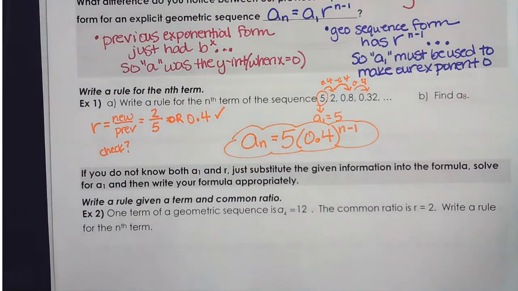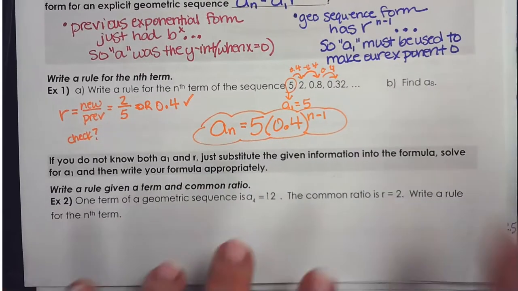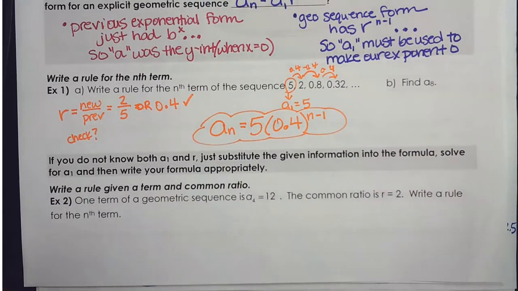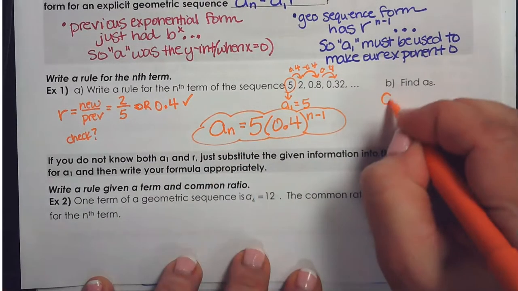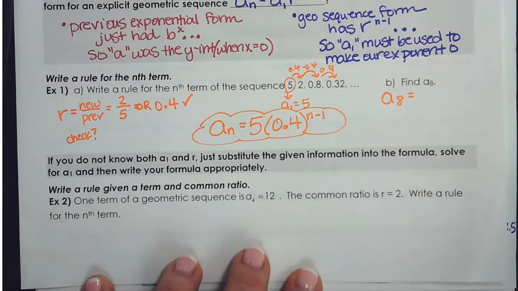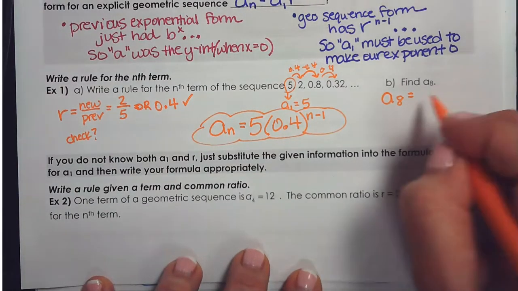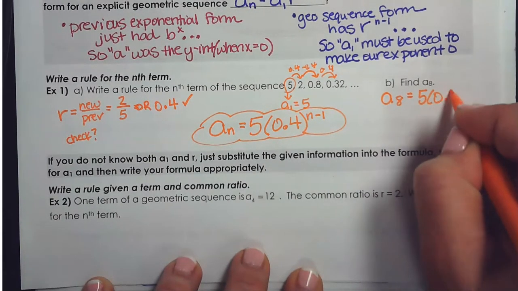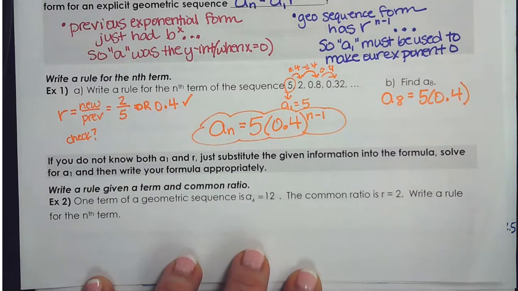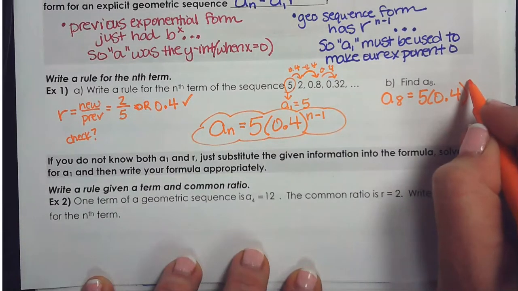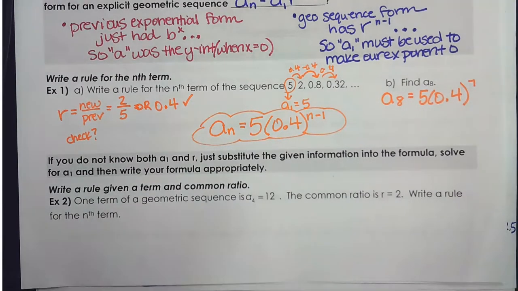So these basic ones are nice. We don't have a ton of stuff to do. We just need a sub 1 and r, and we're done. And then we can find a sub 8 very easily in this explicit form. How do you think we would find a sub 8? Put in 8. Good. So we're going to have 5 times 0.4. And so what exponent would we have up there? 7. Okay.